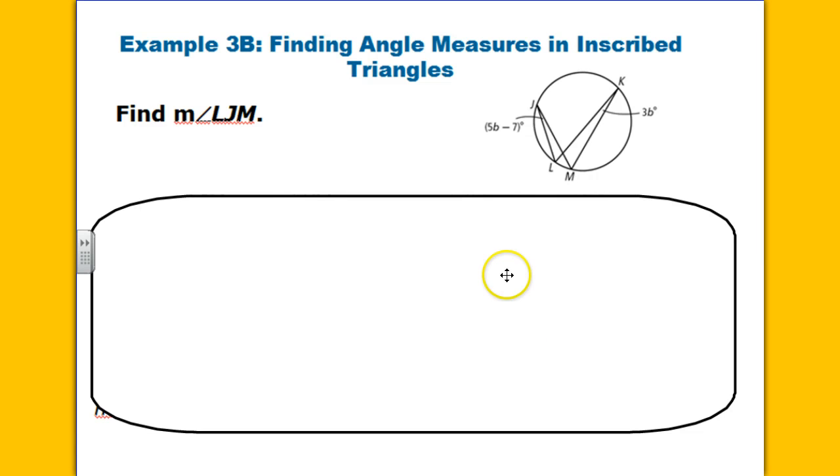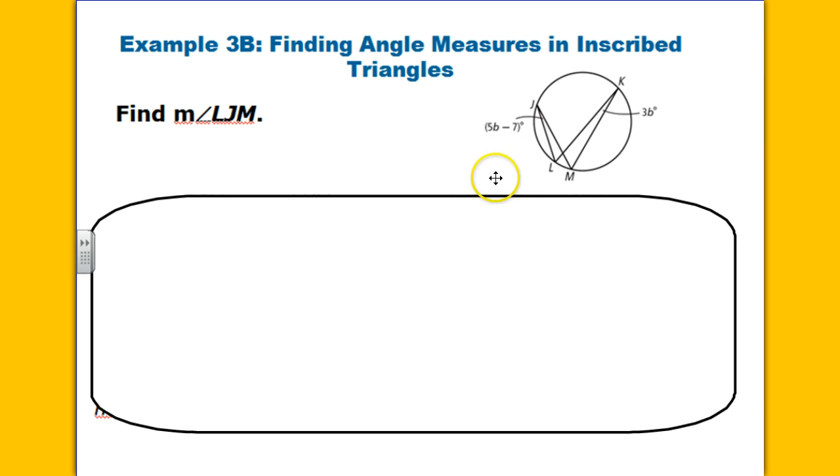Now, is that a right triangle, LJM? No. But what do you know about the measure of LJM? Half of LM. It's the same. Same as 30. Good, it's congruent to LKM. So we now can set the expressions equal.